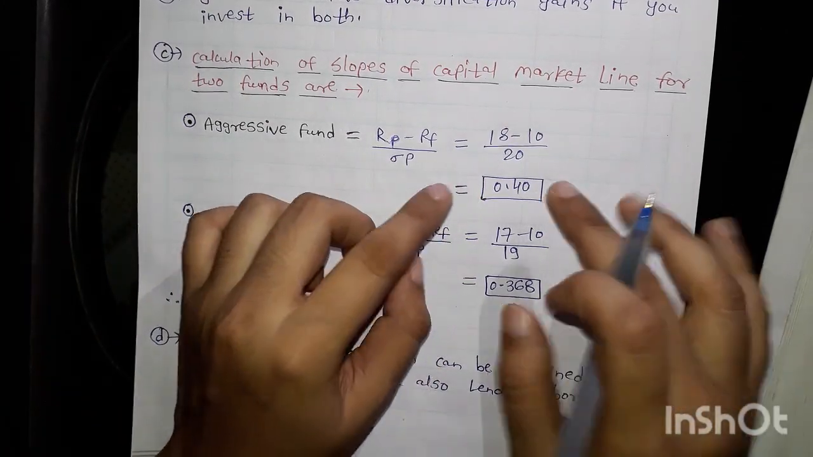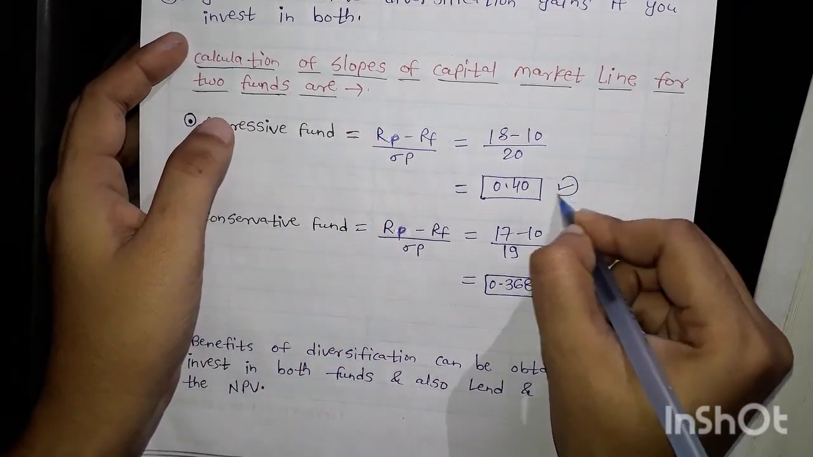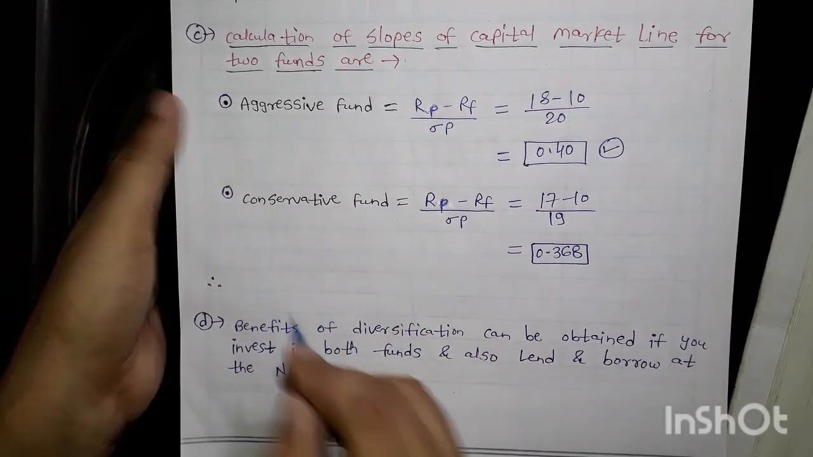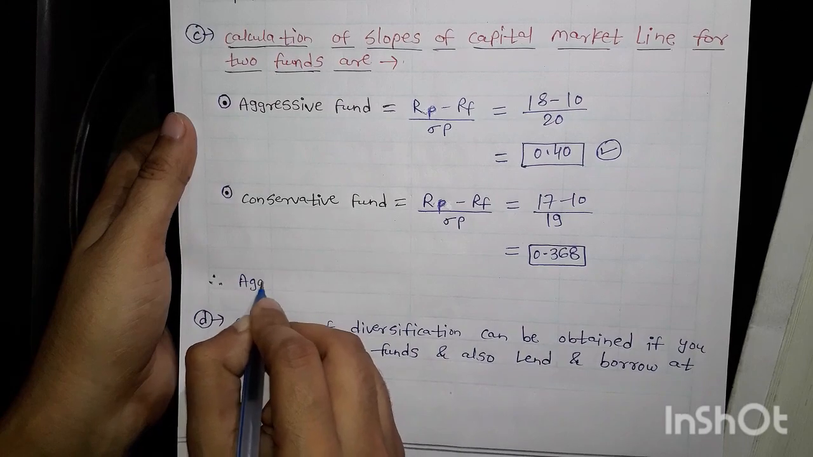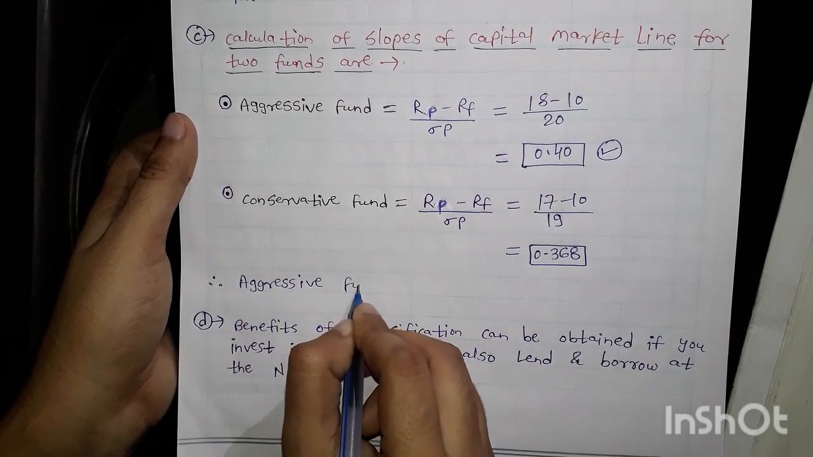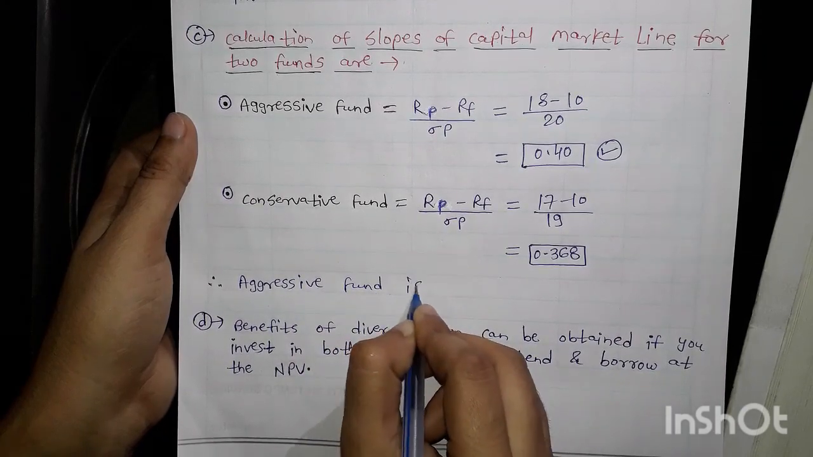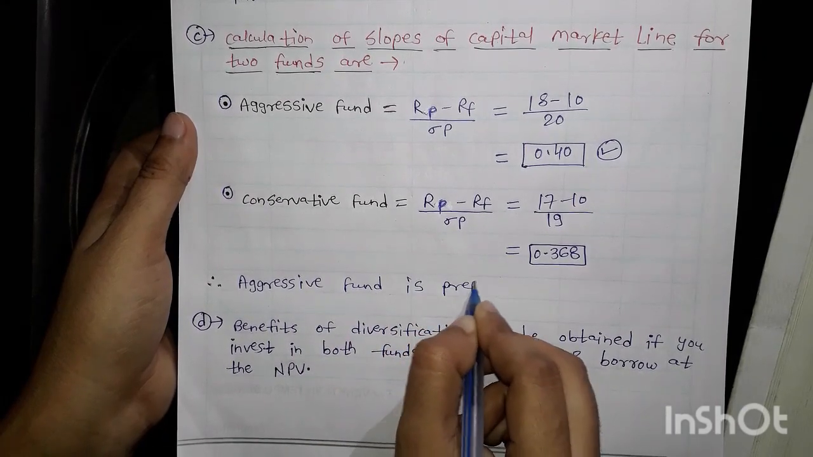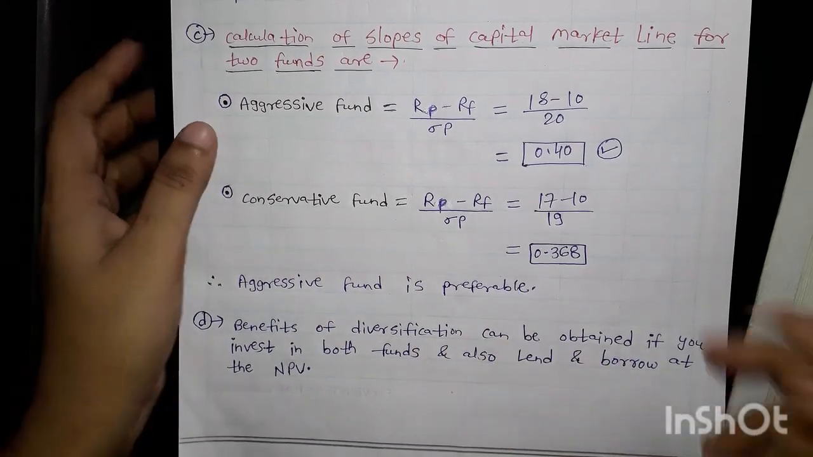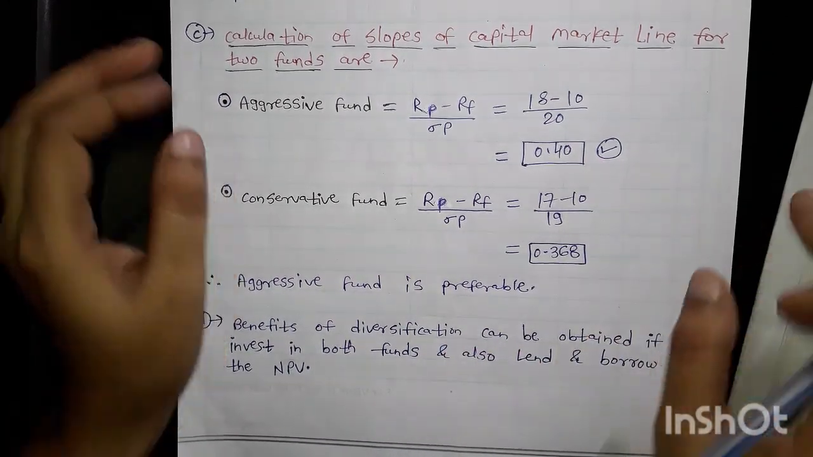Okay, so here this is the better one. Okay, so we will prefer the aggressive fund. Okay, so the aggressive fund we will prefer in C. Therefore the aggressive fund is preferable, okay, because it is giving better results.